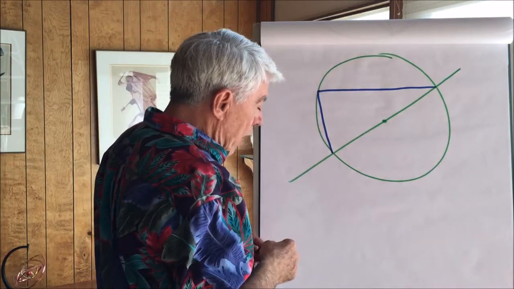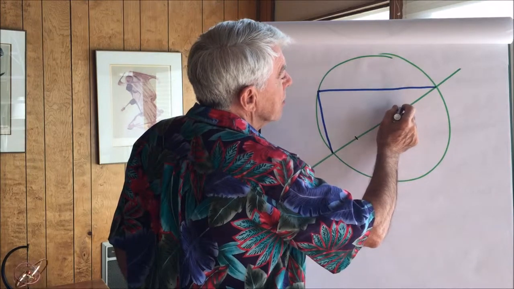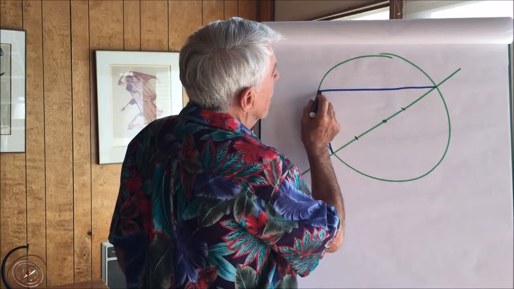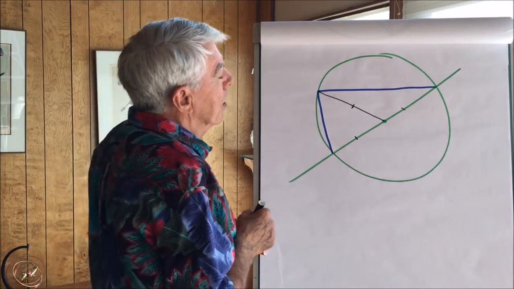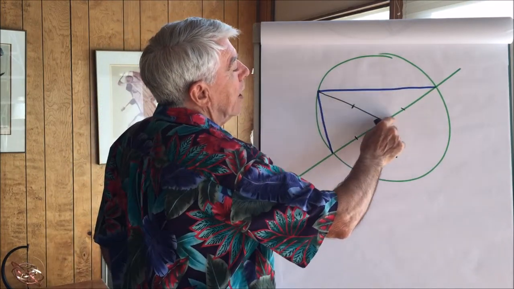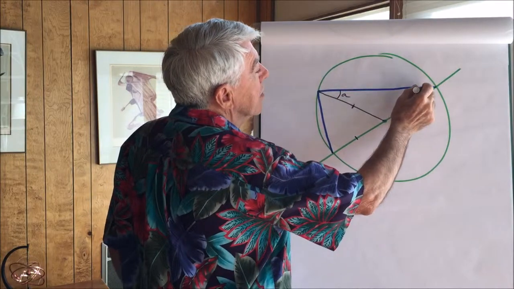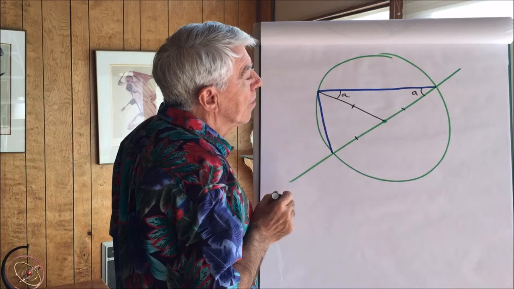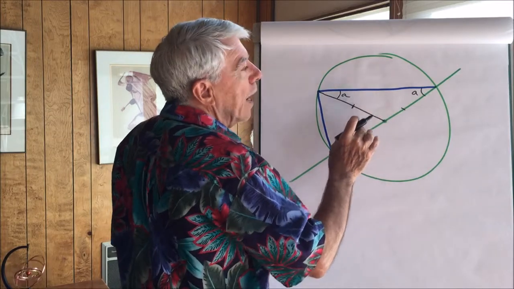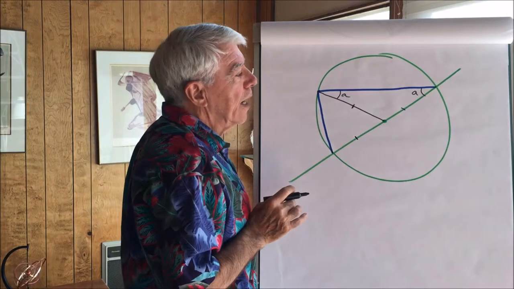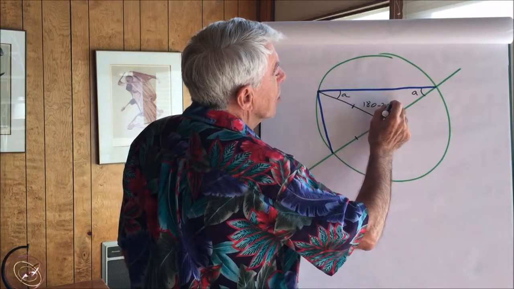Same here. We do know, however, that this radius from here to here is the same as this radius. Okay? And we can draw another radius. All three radii are the same. Now, if we look at this, we see here we have an isosceles triangle, which means that this angle A is the same as this angle A. And because this is a triangle, all three angles must add up to 180 degrees. So this angle is 180 minus the two other angles.